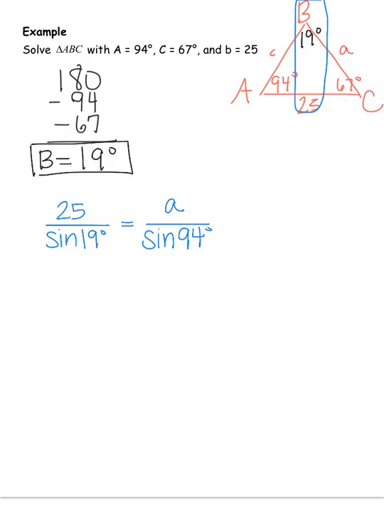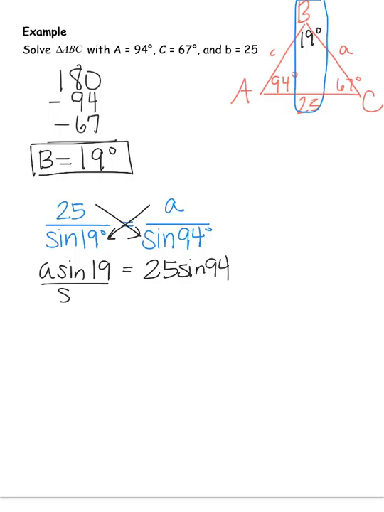These are two proportions. Let's go back to our days in 7th grade and solve the proportion by cross multiplying. a times the sine of 19 equals 25 times the sine of 94. And then we can divide by the sine of 19 so that a is alone. And we type that into our calculator.